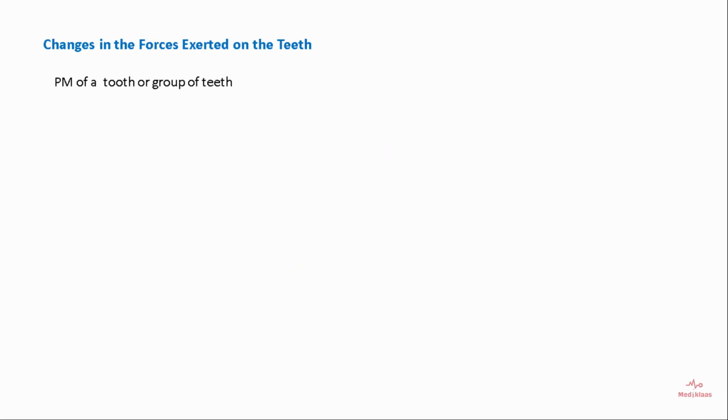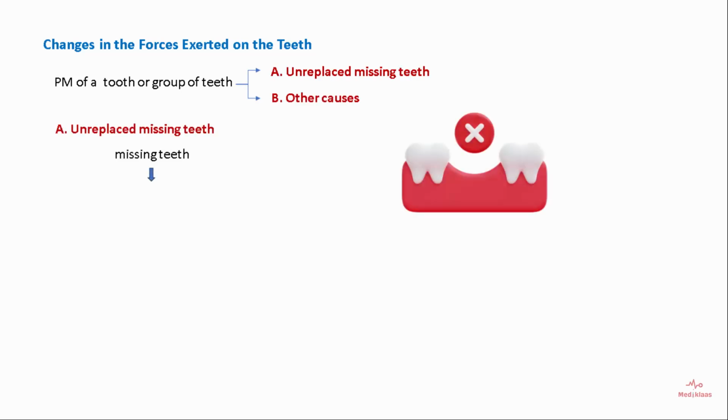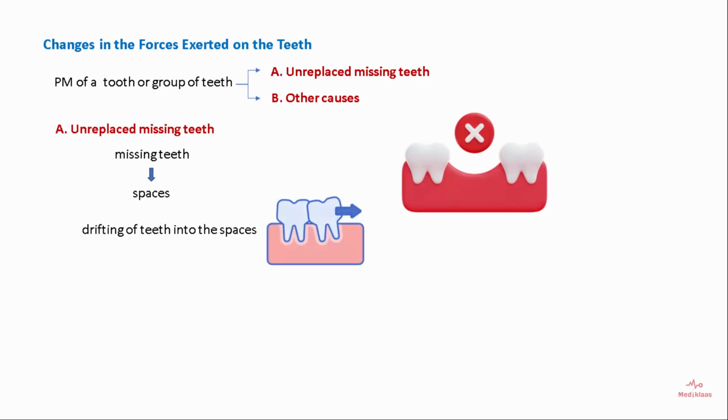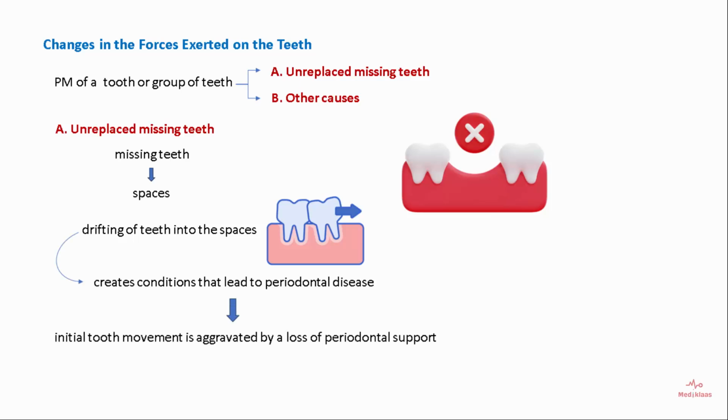Now, pathologic migration of a tooth or group of teeth can result due to unreplaced missing teeth or other factors. Unreplaced missing teeth can lead to spaces. These spaces result in drifting of teeth. Drifting of teeth creates a condition that leads to periodontal disease, and eventually there is initial tooth movement which is aggravated by the loss of periodontal support.